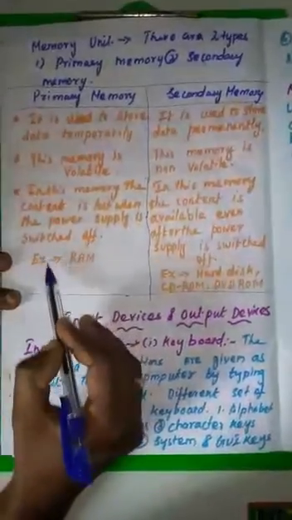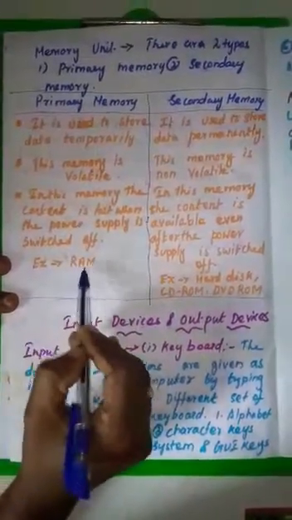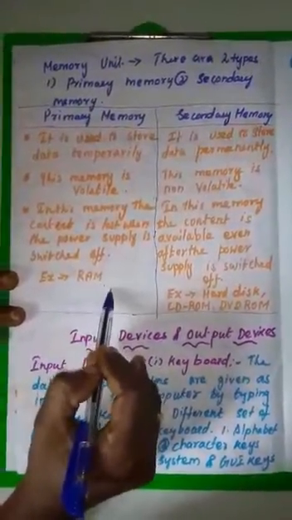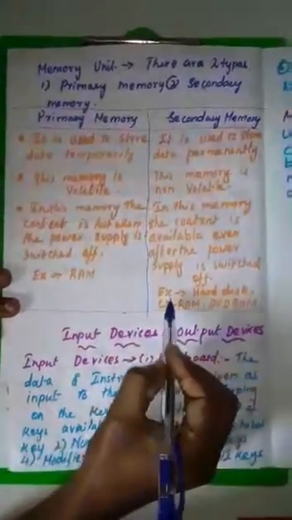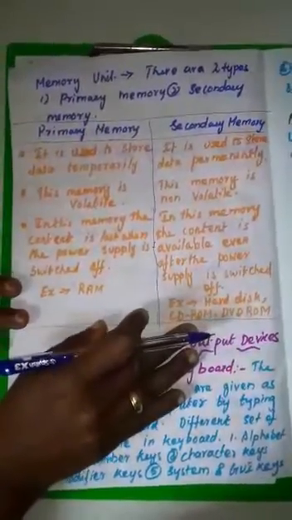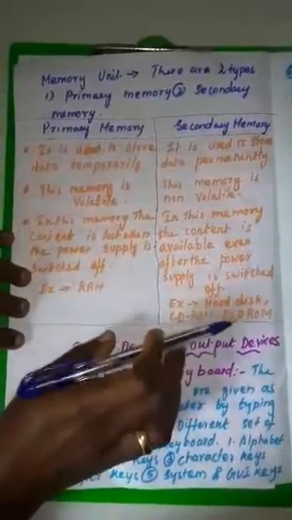Example of primary memory is RAM. RAM means random access memory. Next, secondary memory. Examples of secondary memory are hard disk, CD-ROM, DVD-ROM.